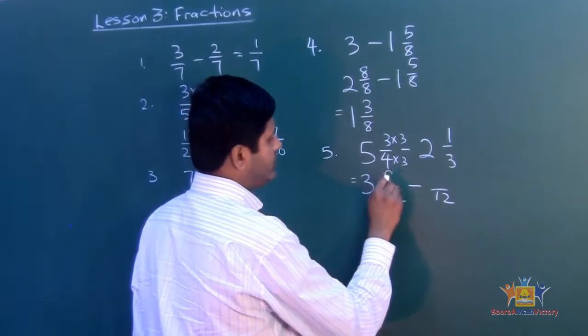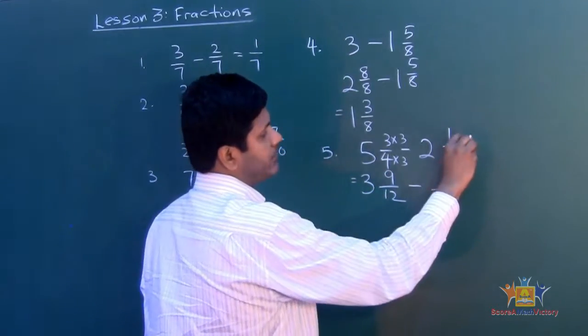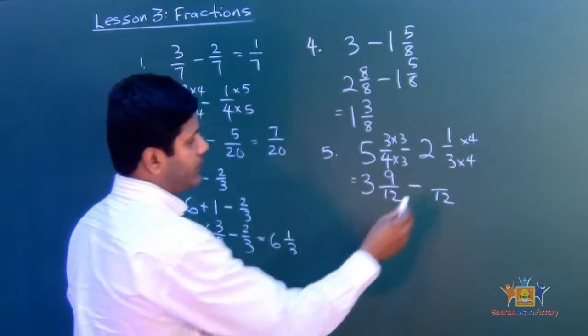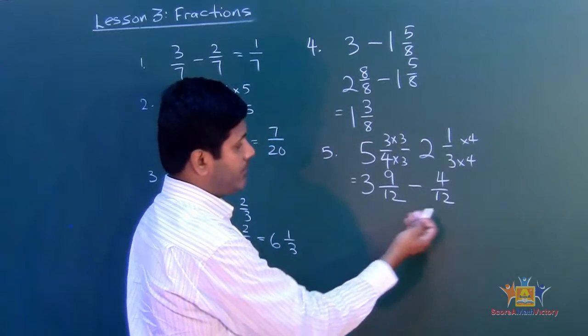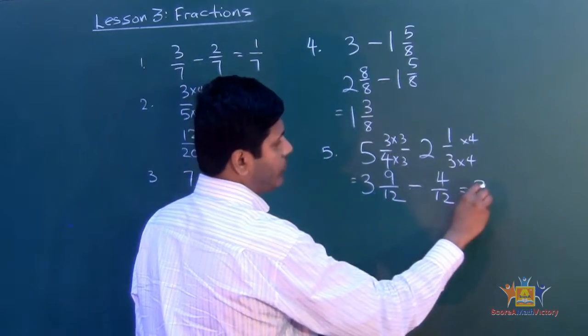So 3 times 3 is 9. How do I go from 3 to 12? I multiply this by 4. That means I multiply that one also by 4, the numerator also by 4. So that makes it 1 times 4 is 4. So now I can subtract. Both have a common denominator. 9 minus 4 is 5. First I bring the 3 across.